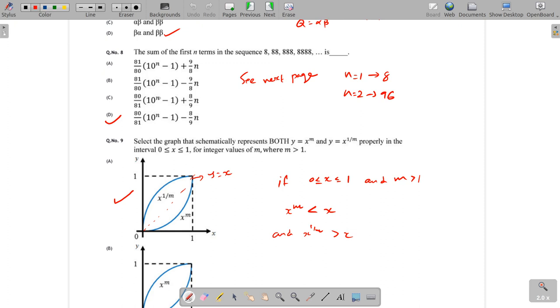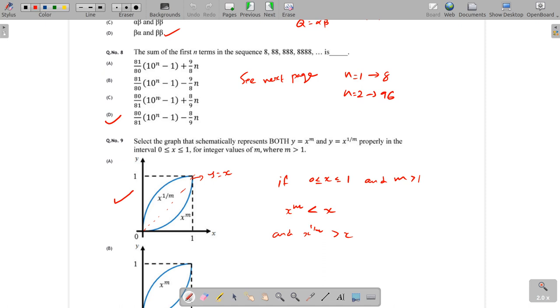So the bottom line, what I wanted to say, is that even if you are not able to find a closed form or analytical form of the answer, from an exam point of view, you can just try out the options and find the answer. It's also fine.